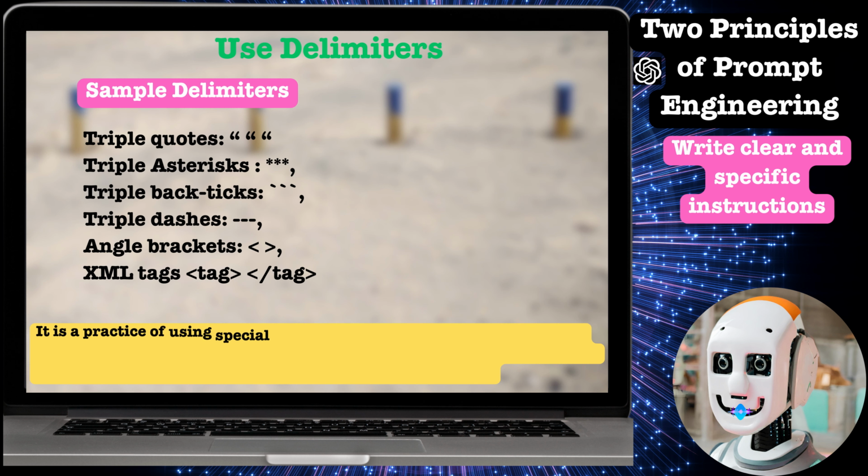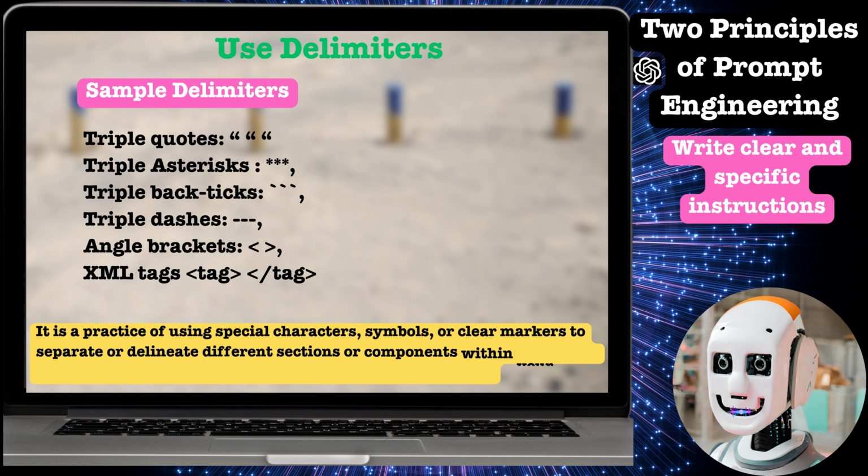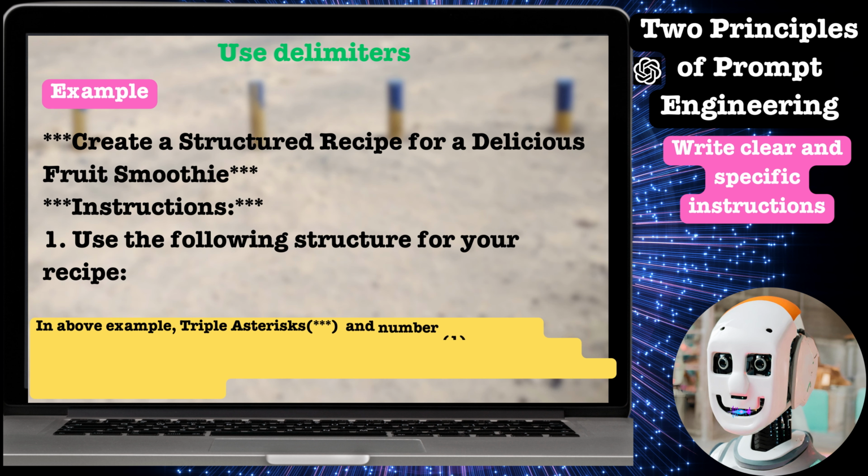Tactic 1. Use delimiters. It is a practice of using special characters, symbols, or clear markers to separate or delineate different sections or components within your input or prompt. Sample delimiters are showing up on the screen. Let's take one example prompt.